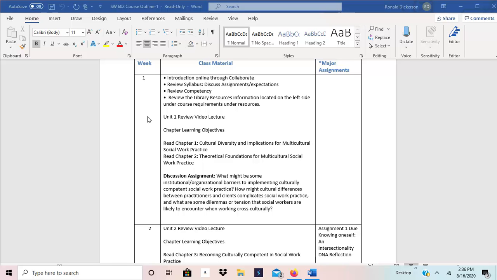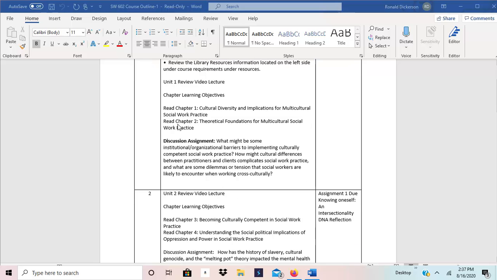So just know also that for Unit 1, I have the review video that I will be doing in this process, and then you have your learning objectives. So you're going to read Chapter 1 and Chapter 2 of the textbook, and you're going to have a discussion question also in this first week. So here again, it's expected of you to read chapters 1 and 2 and get a clear understanding. And as I do the video lecture, I'm going to talk about the learning objectives and how the competencies align with the assignment. So that's going to be week 1.